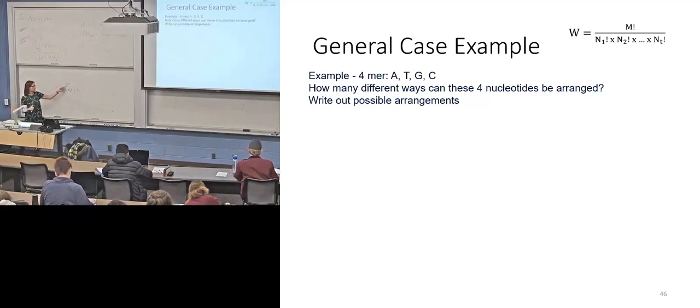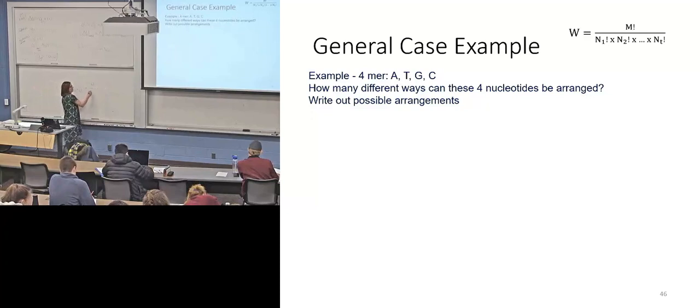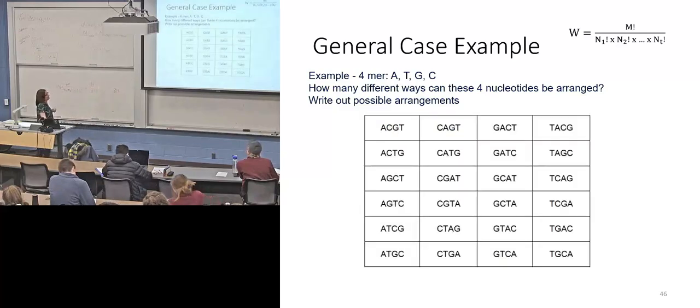What's N? How many positions am I trying to fill? 4. I have 4 categories, A, T, G, and C. And how many bases do I have in each of them? 1, and 1, and 1, and 1. So what is this equal to? The bottom's just 1, so this is equal to 4 times 3 times 2 times 1. There they all are, right? So you could write them all out. This one's still doable. 24 different ways.